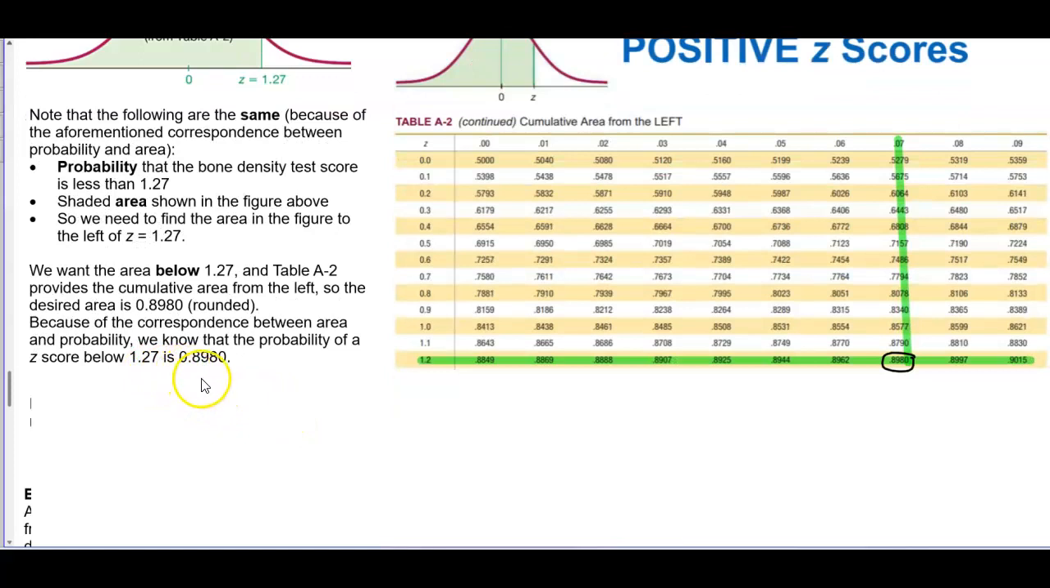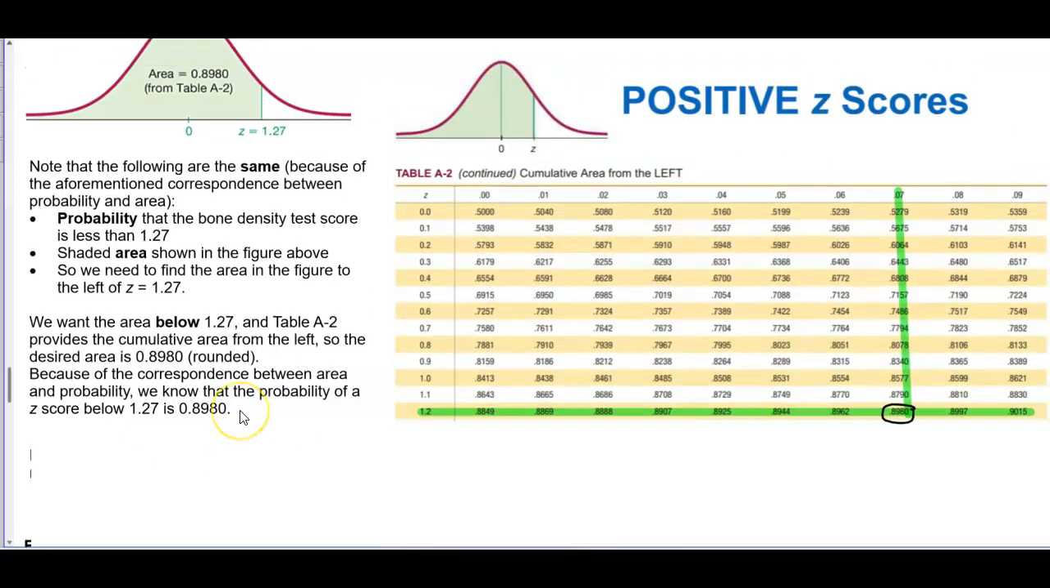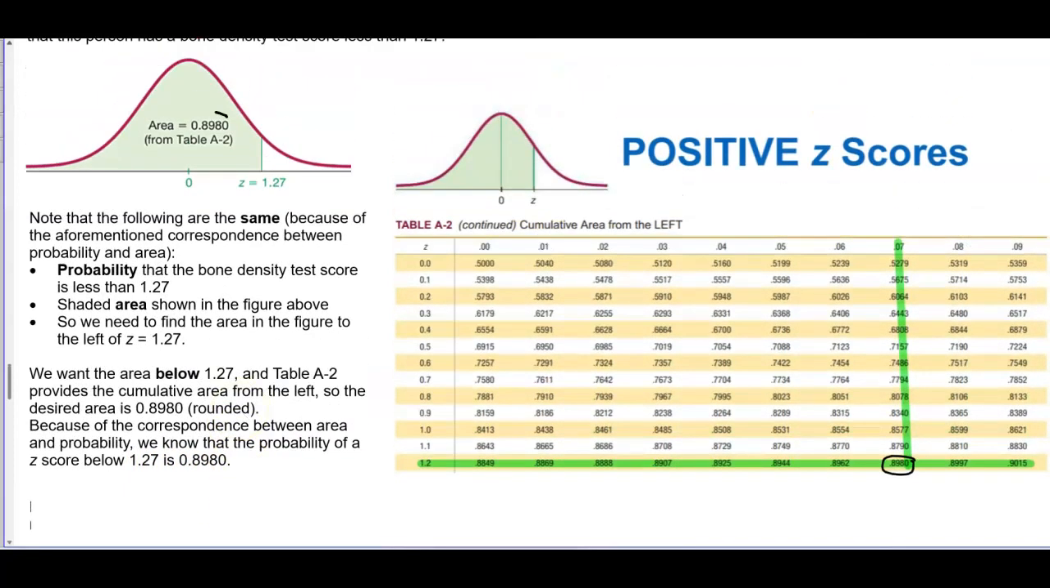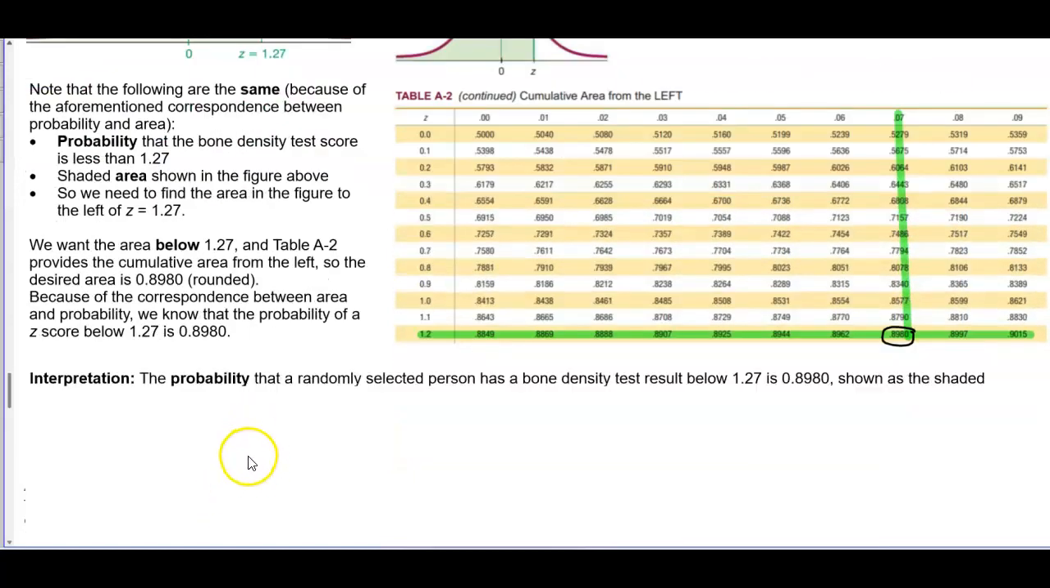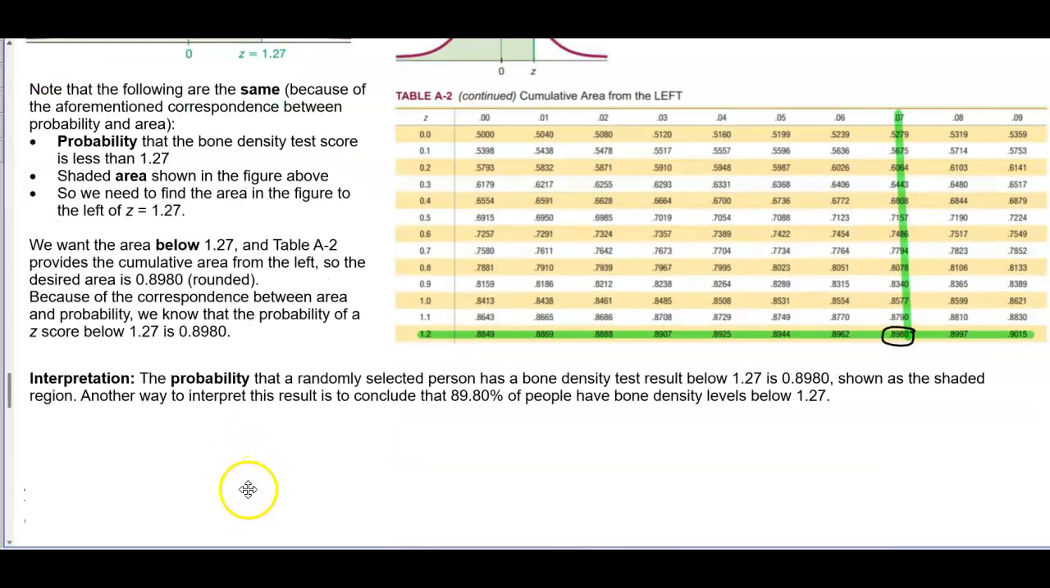And because of the correspondence between area and probability, we know that the probability of a z-score below 1.27 is 0.8980. So that means that this entire area you can see here represents 0.8980. And so the interpretation would be the following. The probability that a randomly selected person has a bone density test result below 1.27 is 0.8980, shown as the shaded region.